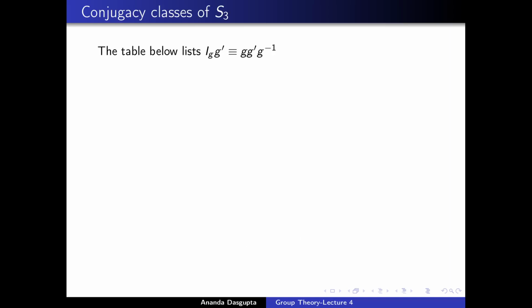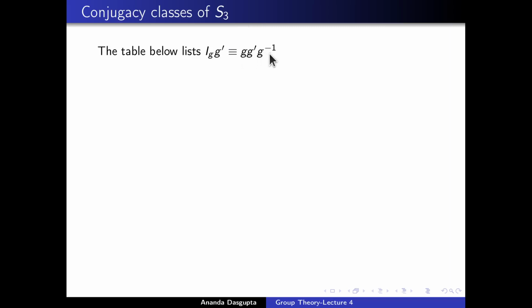Now, we are going to present our results for conjugacy classes in the form of a table again, but this table is slightly different. What this table does is that for every g prime, it lists I_g(g prime), where this I_g is actually the inner automorphism generated by small g. The nomenclature, which I said I will explain later on in a later lecture. But I_g(g prime) simply means g g prime g inverse.